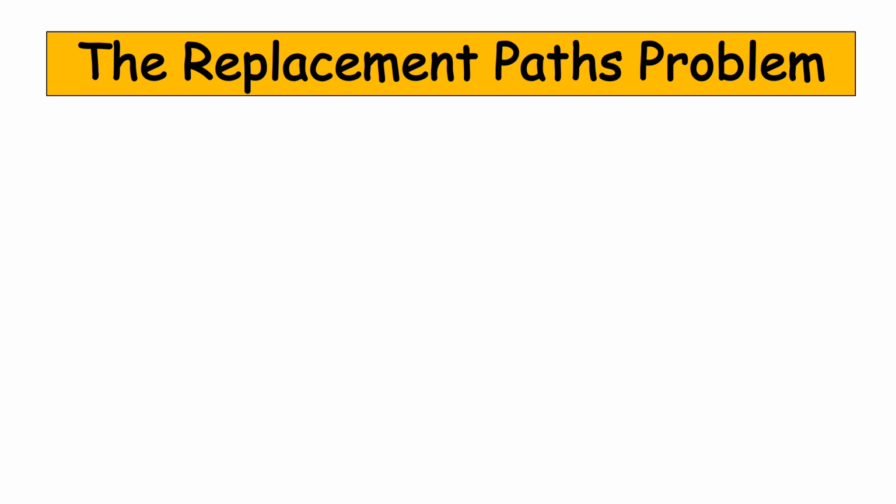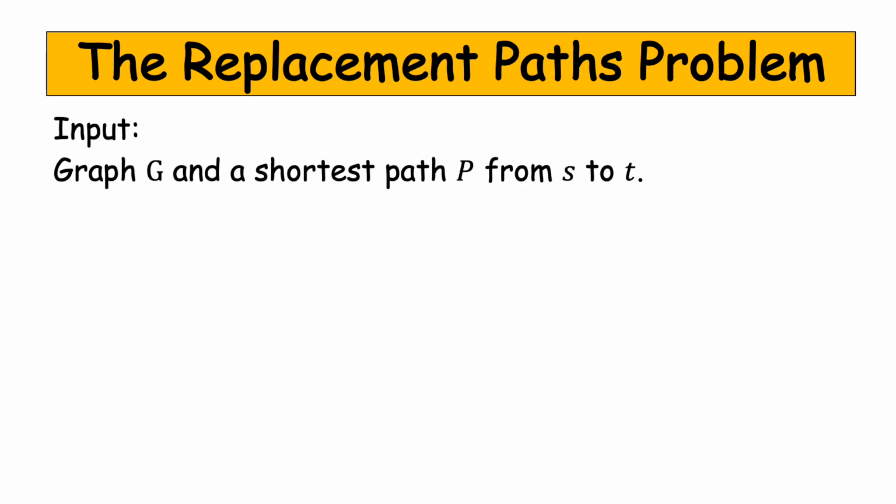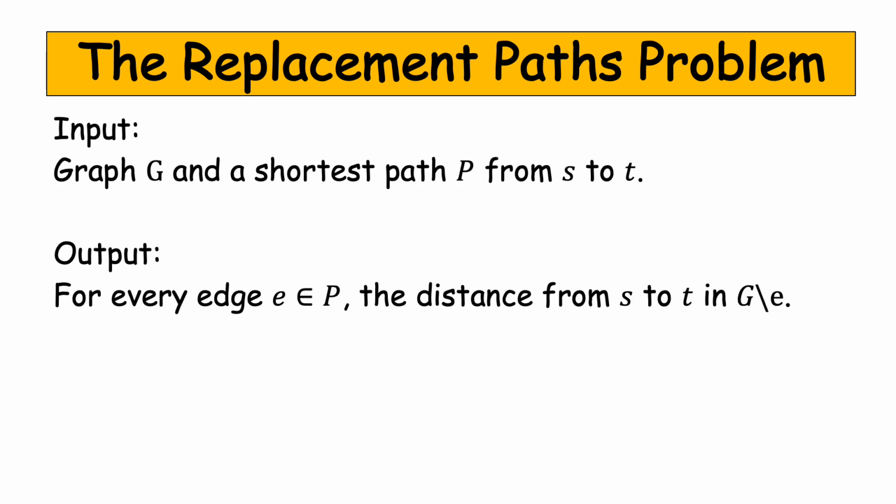In the replacement path problem, we are given a graph G and the shortest path P from S to T. Our goal is to compute, for every edge E in the path, the distance from S to T in G minus E. In other words, we need to cope with a deletion of one edge.